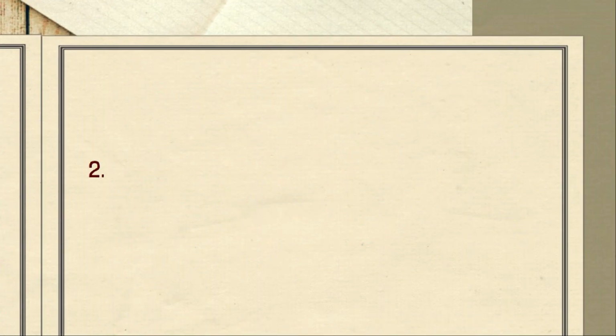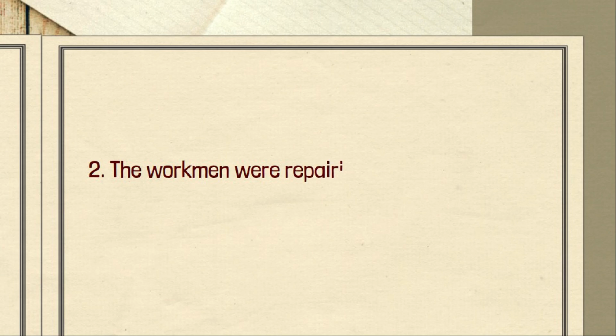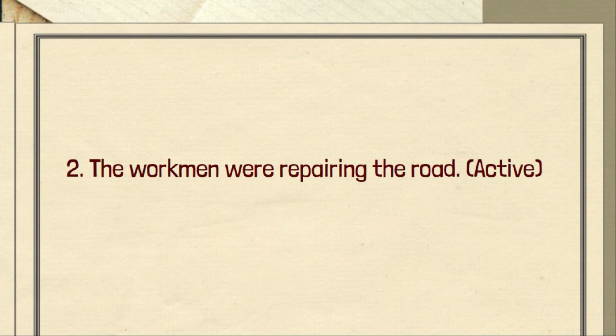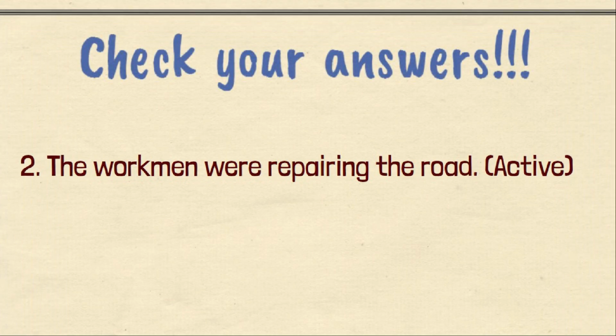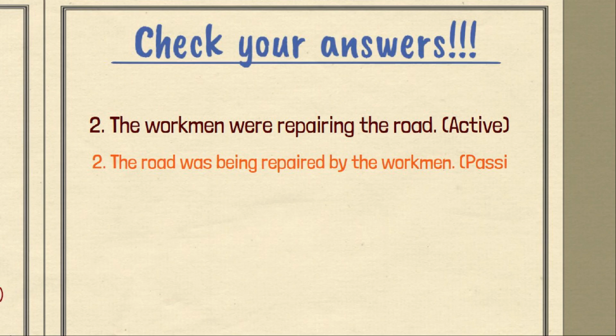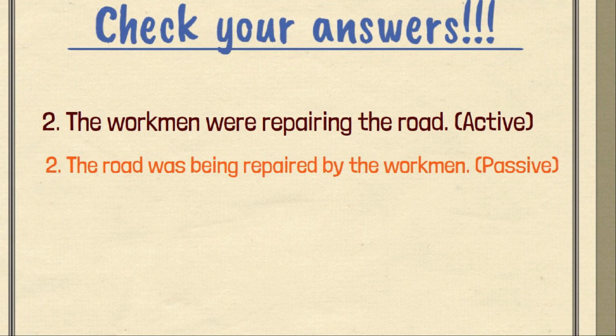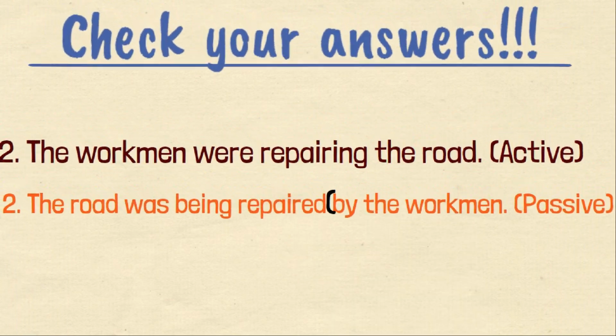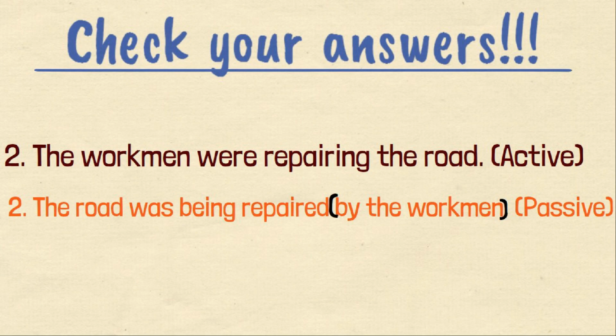The next sentence is, the workmen were repairing the road. Now check your answers. If you have written the correct one, the road was being repaired by the workmen. Or you can leave this the workmen in case it's not important to tell about the doer or the performer.